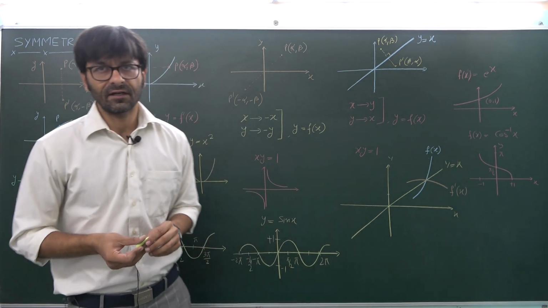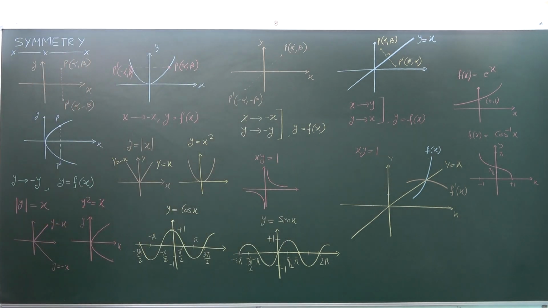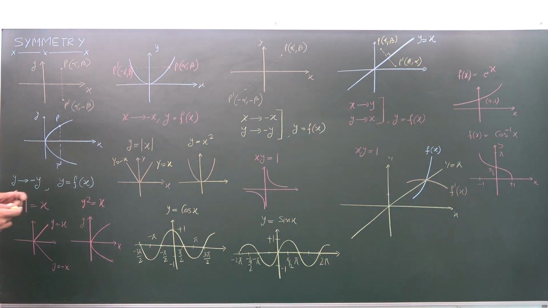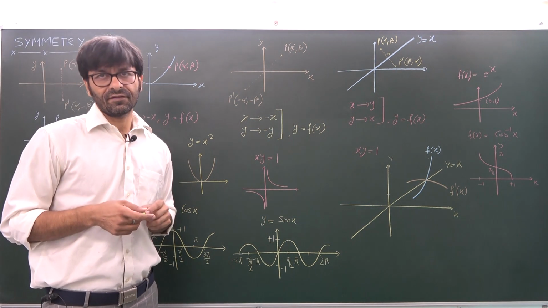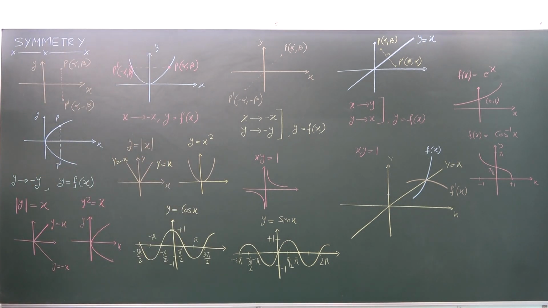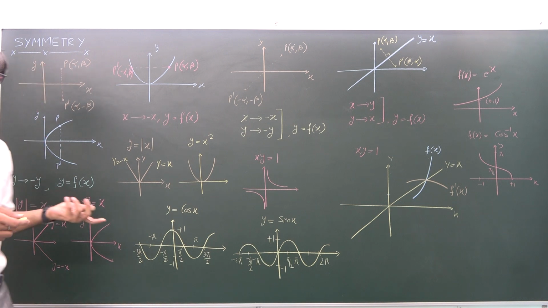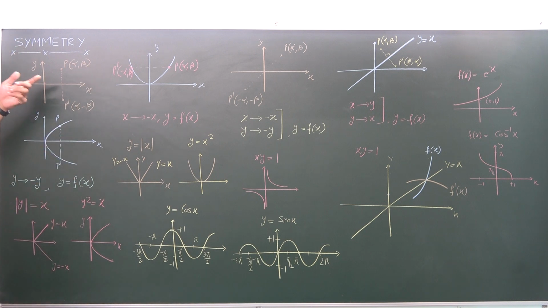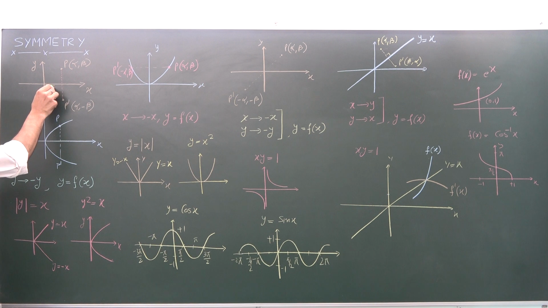Okay, right. In this lecture, we'll talk about symmetry of graphs about coordinate axes. Our first case is that we want to find the condition under which our graph is symmetrical about the x-axis. Suppose there is a point P with coordinates alpha comma beta, and I take the reflection of this point about the x-axis, which means the x-axis is acting as a mirror.